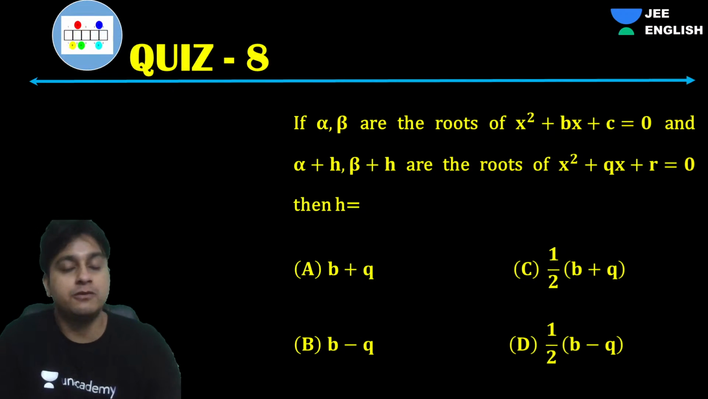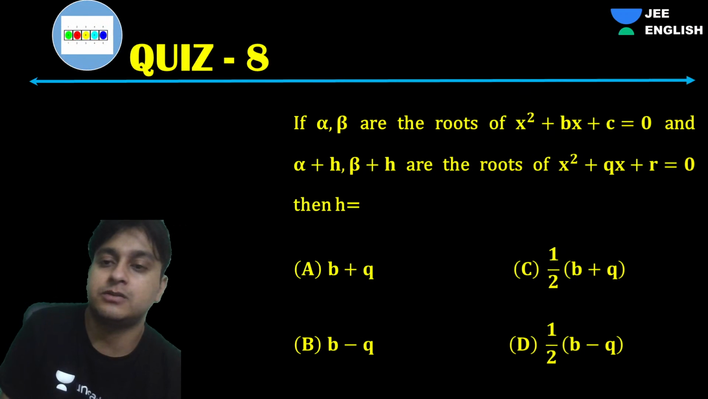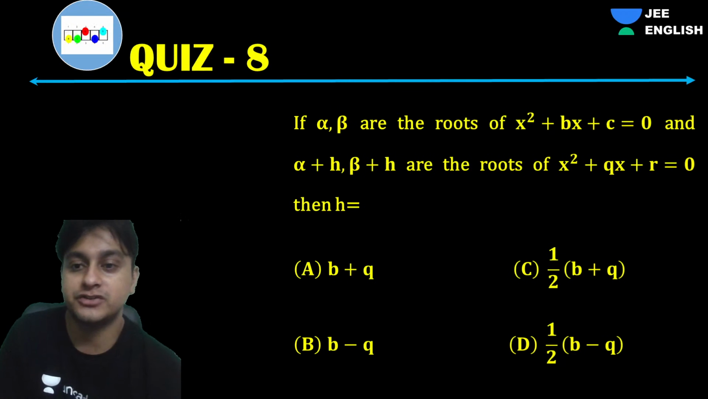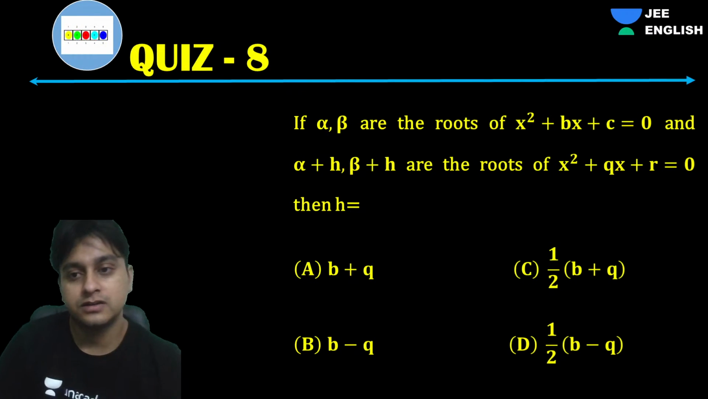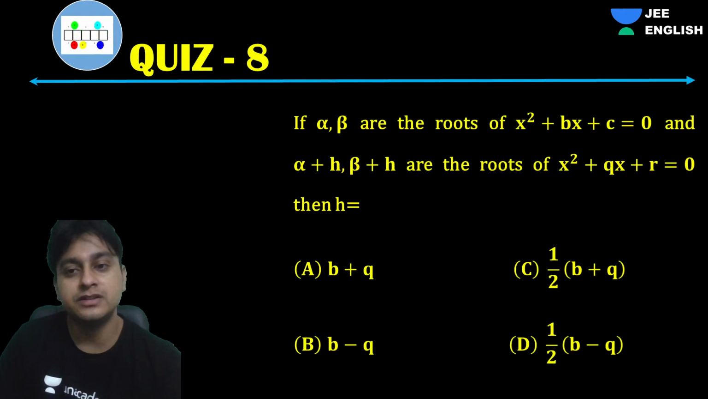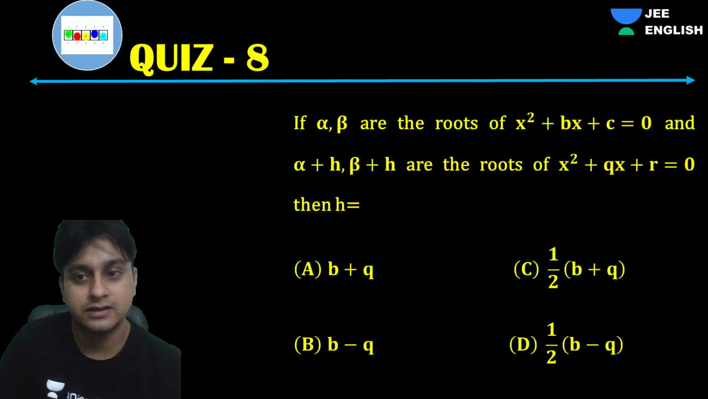Okay, guys, so this is obviously a question from transformations. So we have alpha and beta as the roots of the given equation, and they have given alpha plus h, beta plus h as the roots of this equation. H is equal to what?